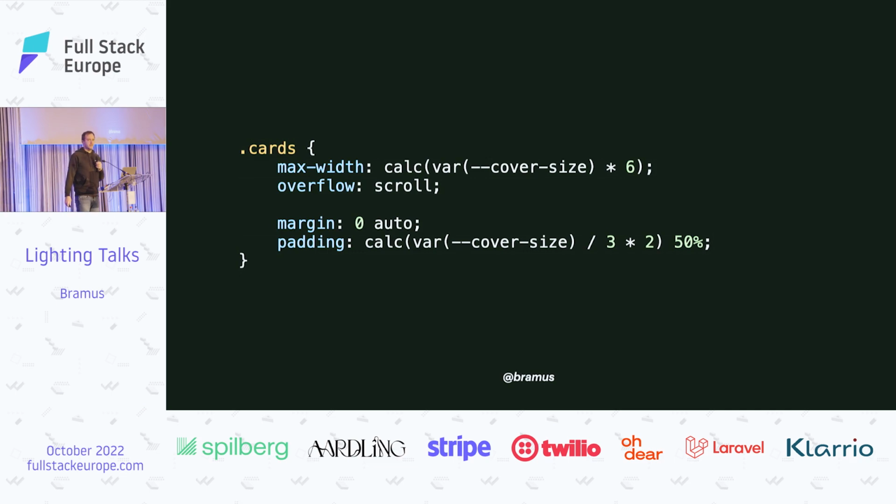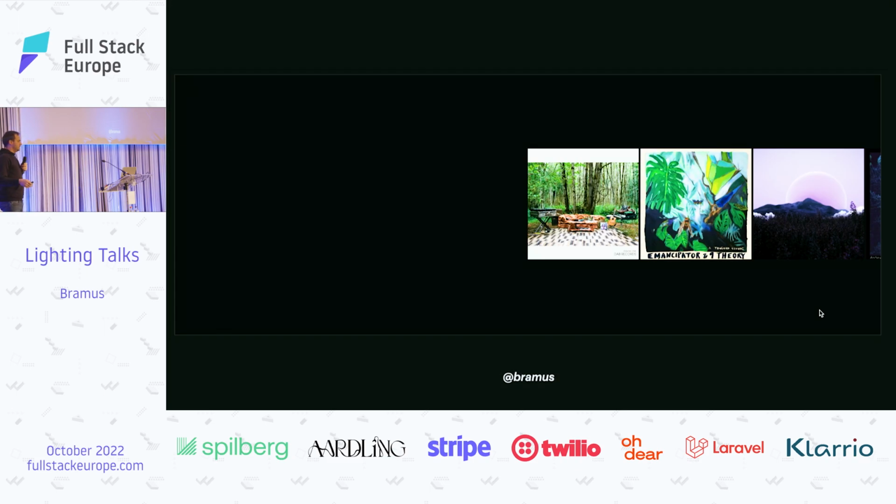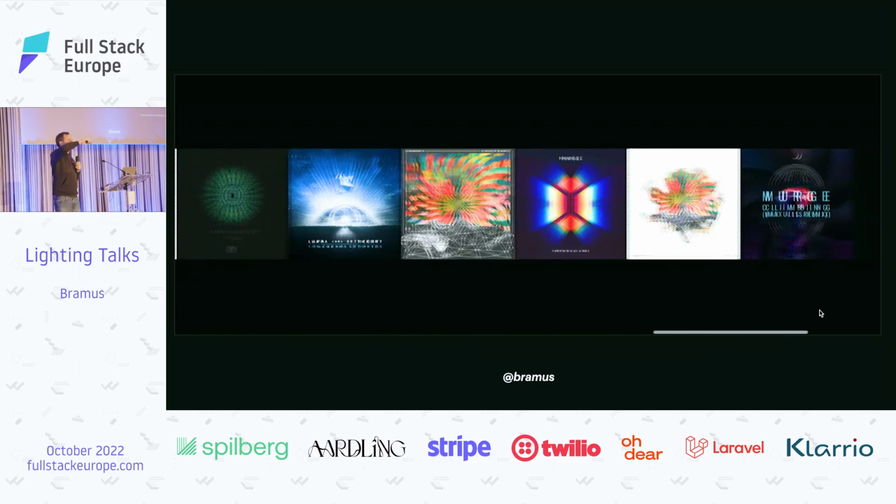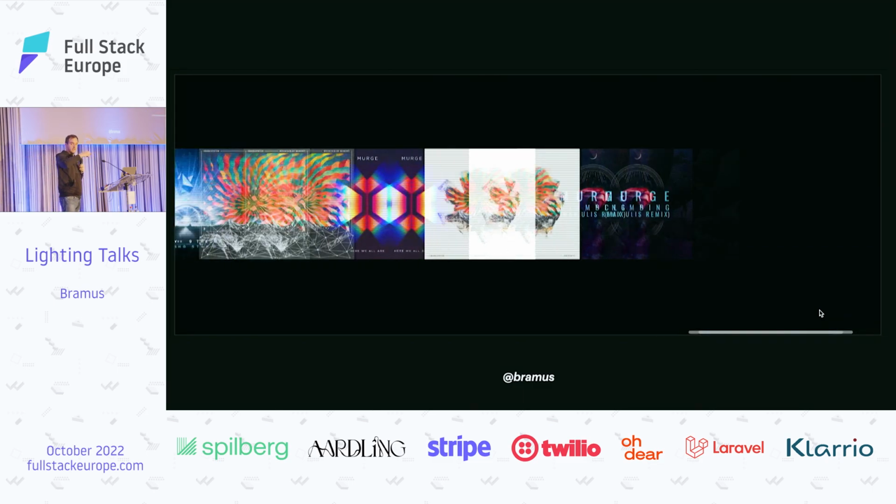We also make our list wrapper scroll. We do it by limiting the width, so we set a max-width on there, and we also set overflow: scroll so that we have a little scroll bar right there. And finally, we add some margin and some padding just to position it on the screen, give it some breathing space. If you couldn't follow all this, this is what we have right now: just a horizontal strip of covers, and we can scroll through them.